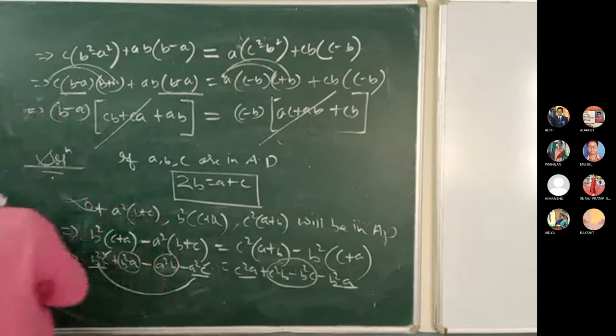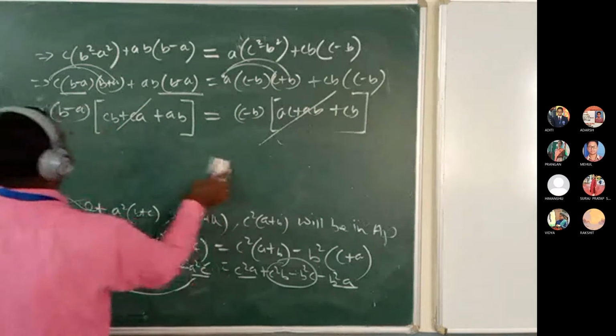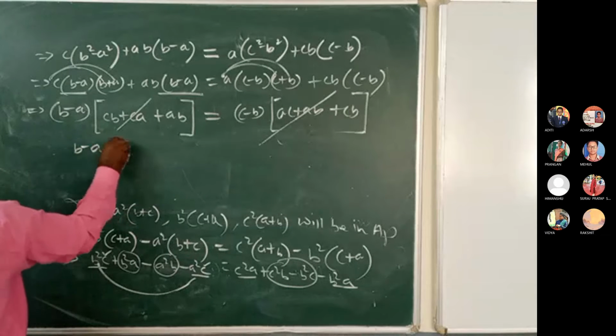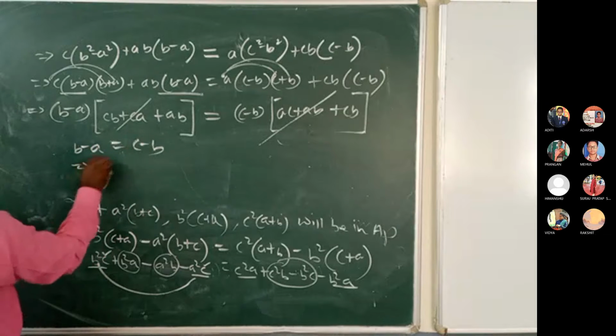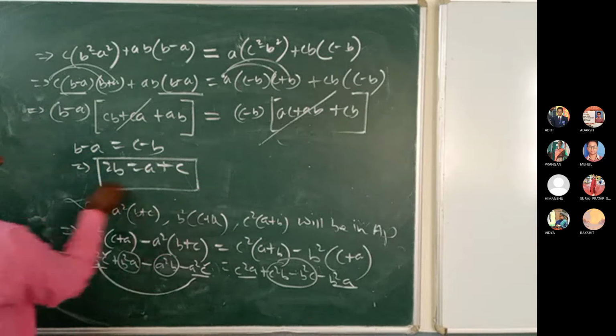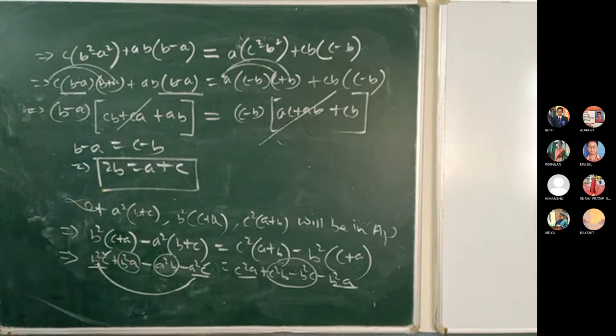So what we have left? We are left with B minus A is equal to C minus B, or 2B is equal to A plus C. Same result as the previous arithmetic progression. So we need exact calculation based upon group factorization, then you are able to solve this question. Okay.